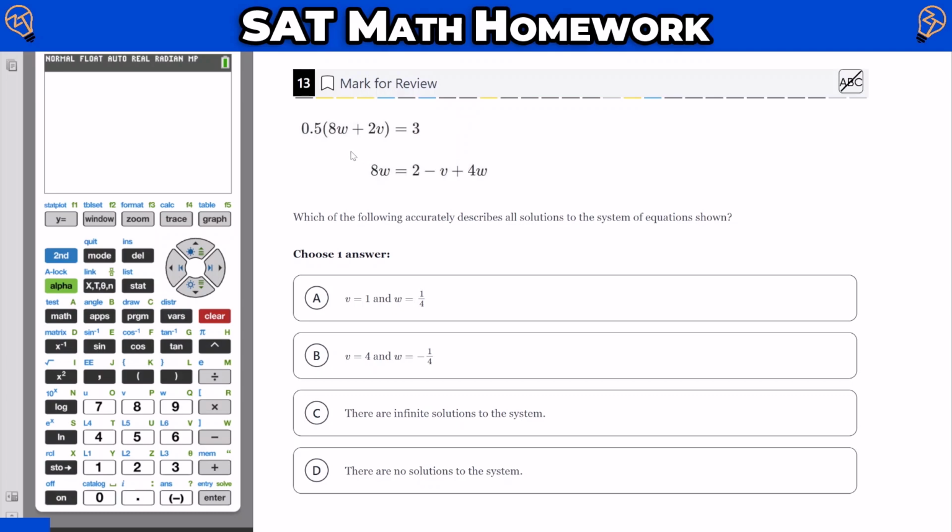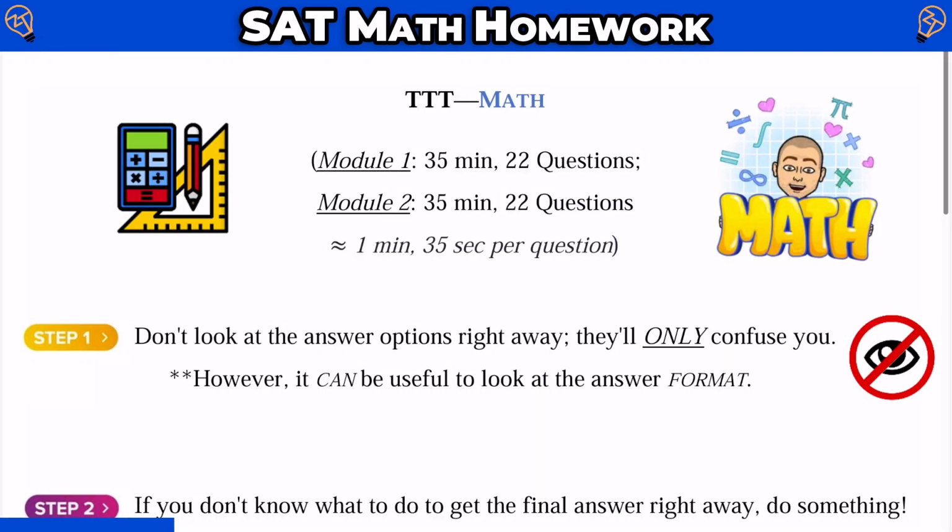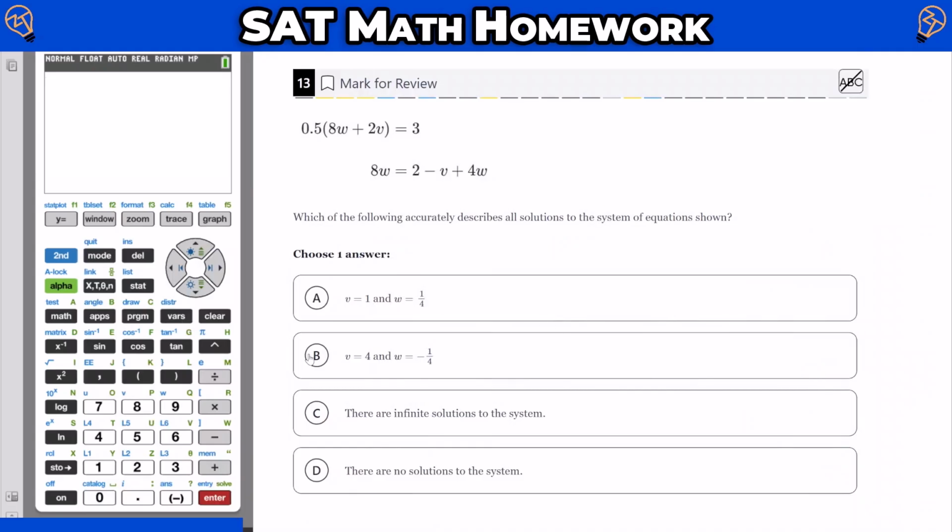Now in a question like this, remember the concept from our triple T document where we say, don't look at the answer options right away, they'll only confuse you. However, it can be useful to look at that answer format. And in this case, notice with the answer format, we see that there are not only a couple options where you could get an ordered pair as your solution, but there's also these special cases where you could have infinite solutions or no solution.